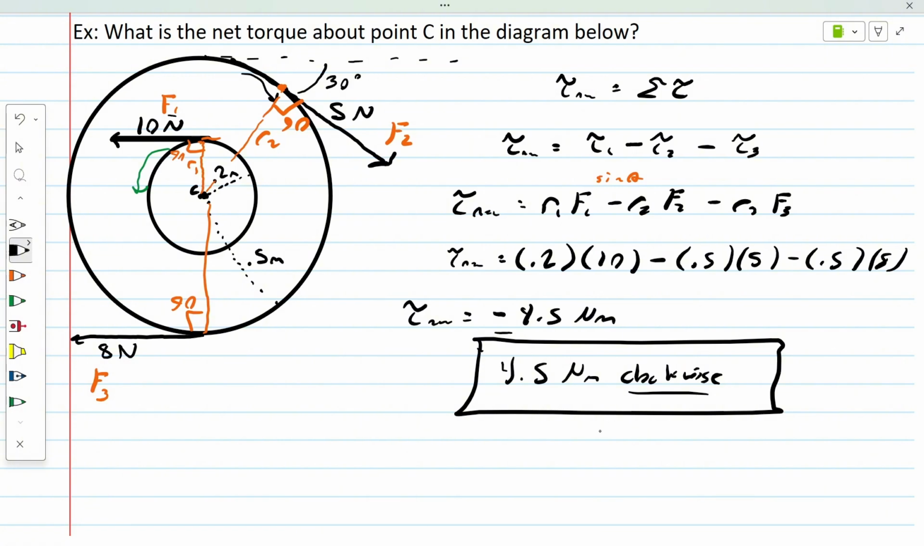In the next video, we'll shift gears a little bit and talk about the rotational inertia, so make sure you stick around for that, and then we can combine torque and rotational inertia to get angular acceleration and see how Newton's laws apply to this rotational motion.